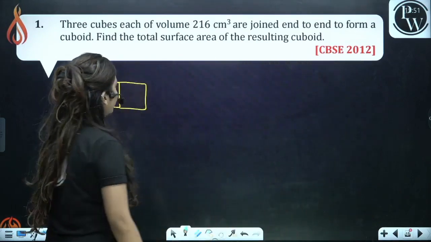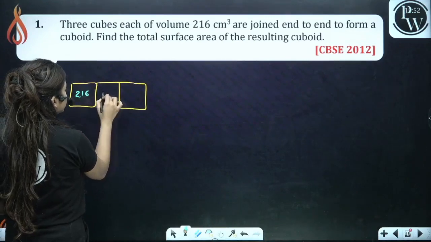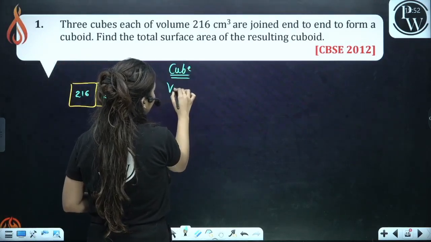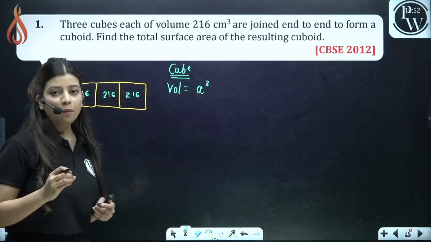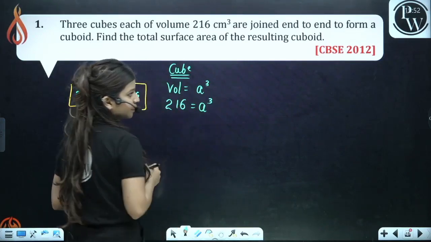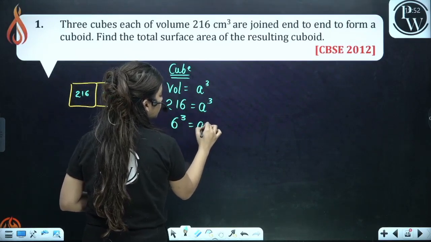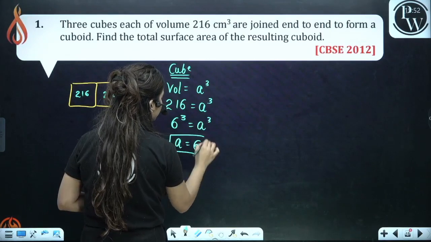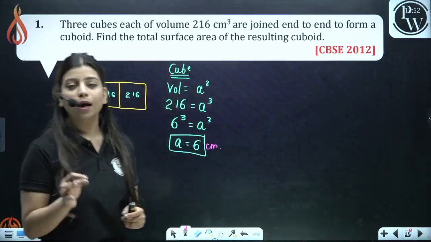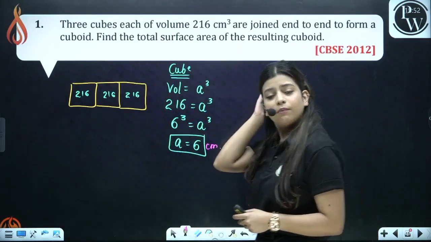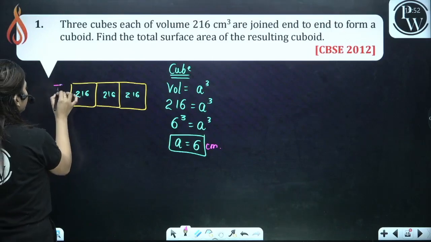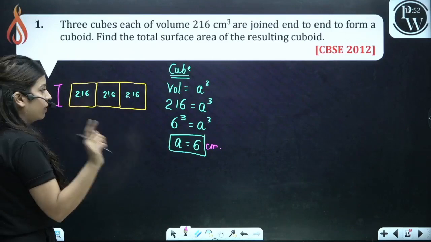So what is it saying? 3 cubes each of volume 216 means each cube has a volume of 216. I know that the volume of a cube is a cube. The formula for the volume of a cube is a cube. That means my 216 is equivalent to a cube. 216 can be written as 6 cube, which is equal to a cube. And from here, the side of the cube comes out to be 6 centimeter. Now, for the next thing, when all 3 cubes are joined together to form a cuboid, the height of the cuboid will be the same as the side of the cube, that will be 6, right?